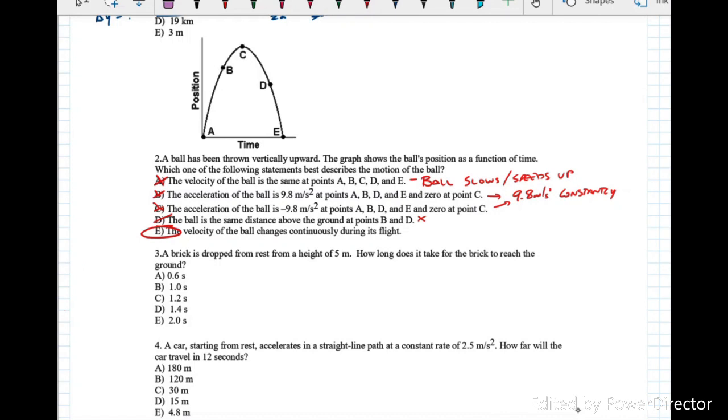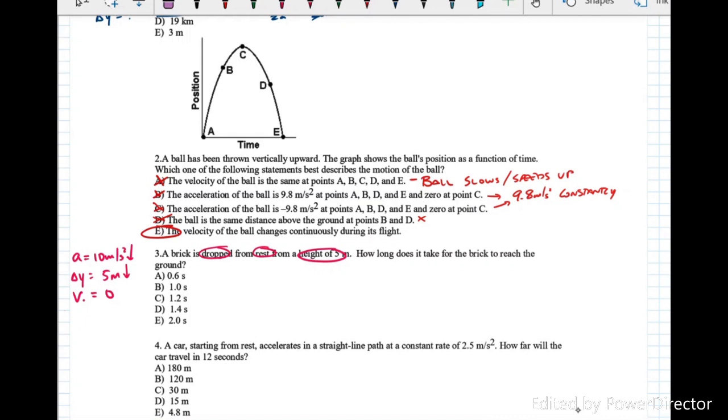Number 3, we're going to drop a brick, and I want to know how long it takes to reach the ground. So for this, we got to go through, identify our knowns, identify the unknown, pick an equation, and then solve. So, the brick is dropped. That means the acceleration is 10 meters per second squared down, from a height of 5 meters. That means the delta y is 5 meters down because I'm starting at the top, and then I end 5 meters below. Displaced 5 meters in the downward direction. Since it's dropped from rest, the initial velocity is 0.